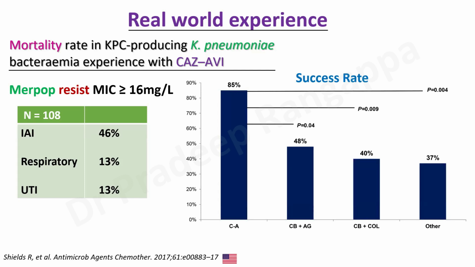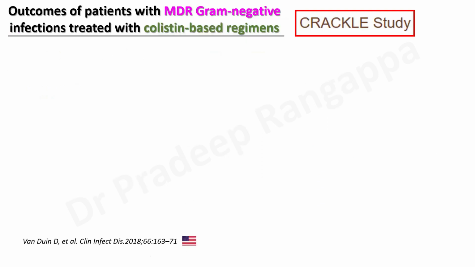So the first column you see is Ceftazidime-avibactam, where the success rate was 85%. And this is the carbapenems with aminoglycosides, 48%, carbapenem with colistin, 40%, and others 37%. And so it showed statistical significance in the success rate, which showed to be better with the Ceftazidime-avibactam in these infections as compared to carbapenem combined with aminoglycosides or colistin.